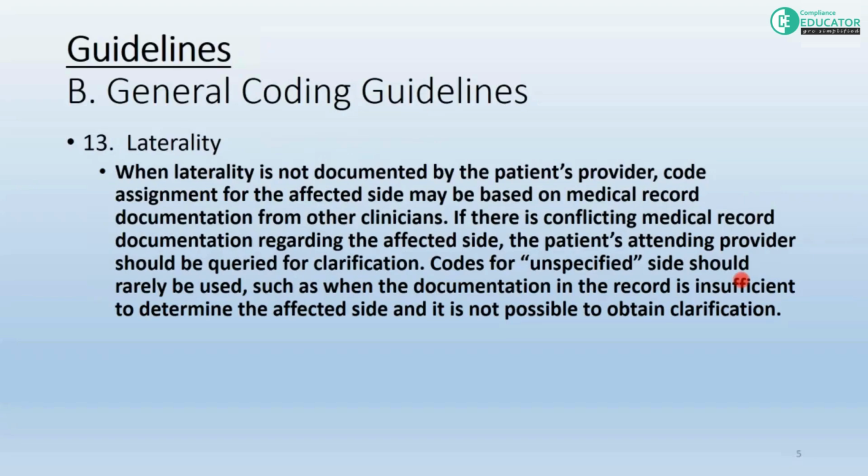The general coding guidelines come first, and that's the section that tells us things like what "and" means or what "with" means. In this instance, when they talk about laterality, they'll say when laterality is not documented, you can code based on documentation from other clinicians. And if there is conflicting information, then you need to ask the provider. Don't just use unspecified because that should be rarely used. Certainly right and left arms, right eye, left eye, you would think that somewhere in that documentation by the clinician, there should be that information. And if there isn't, then we need to have a discussion about anatomy with our providers.